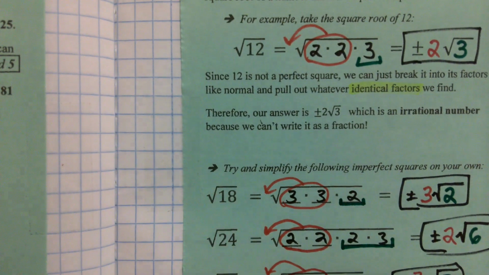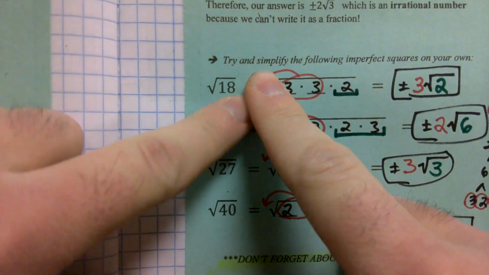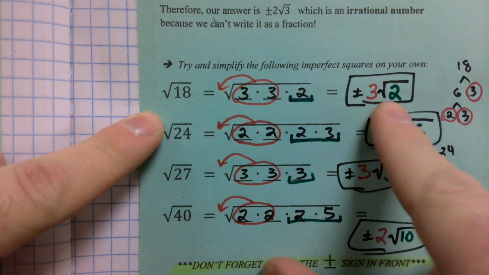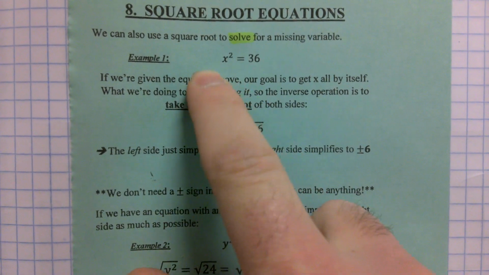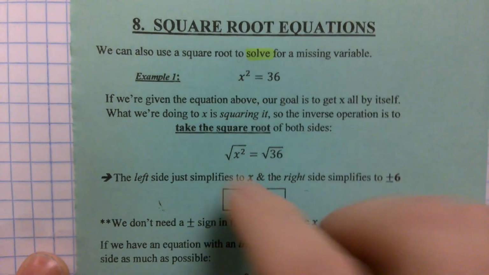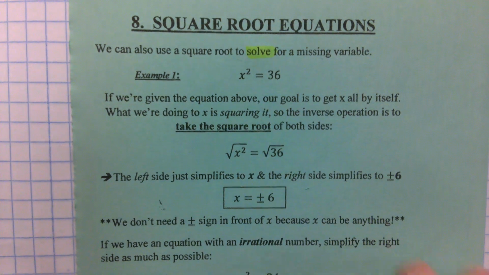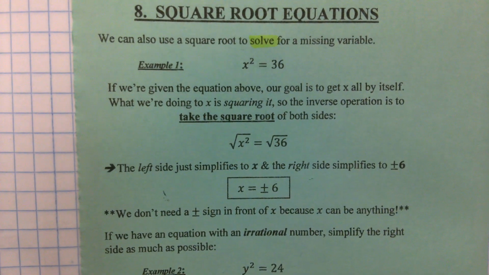If there's no equal sign, if we just have square root of 18, we simplify it. If we have x squared equals 36, we've got to solve for x, like we did in unit 7, with all those 7 steps. So we're just going to solve for the missing variable. It's going to be very simple. It's the same exact process that we did the other day.